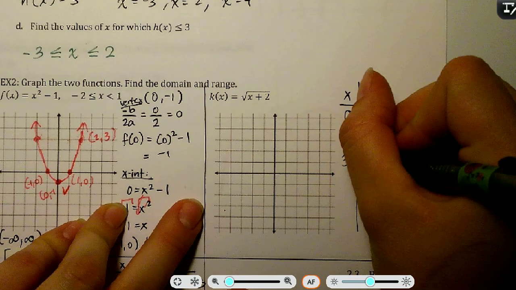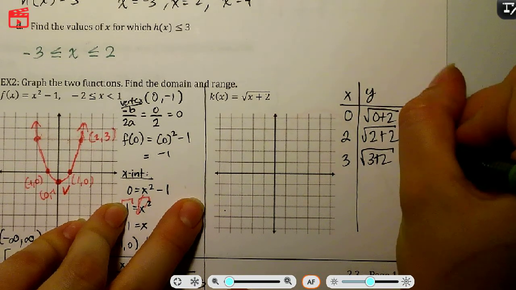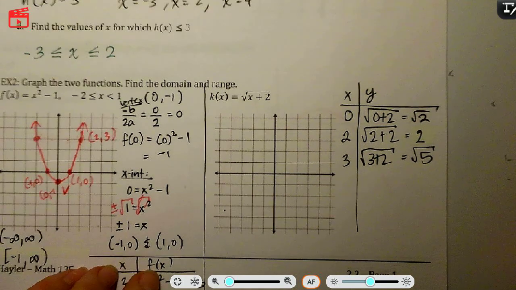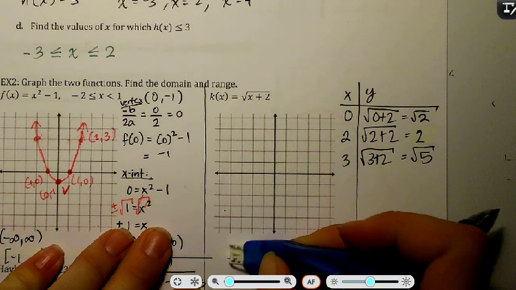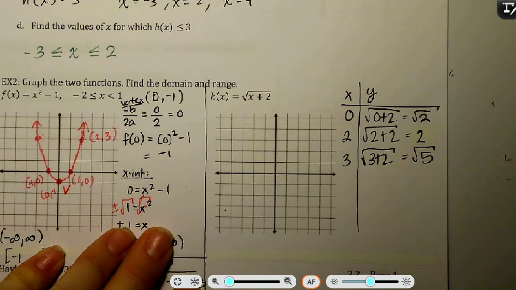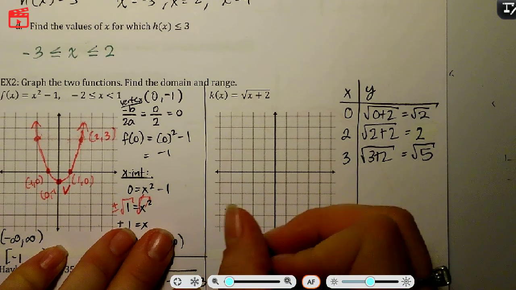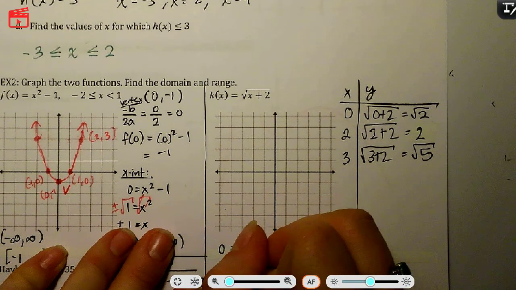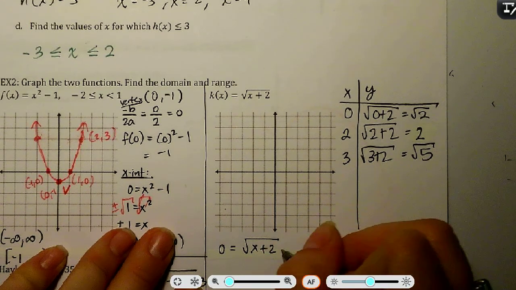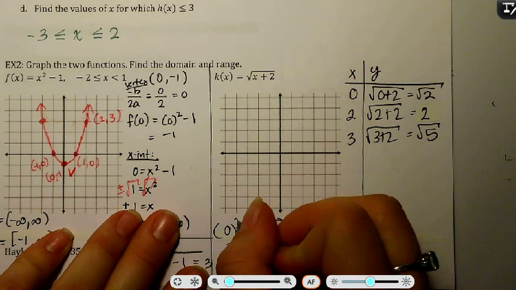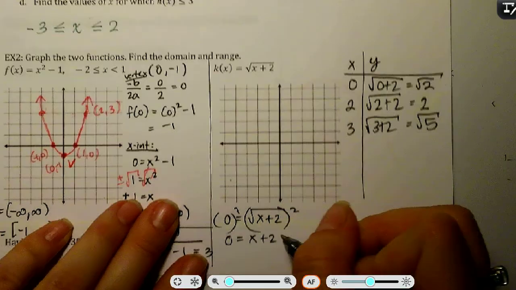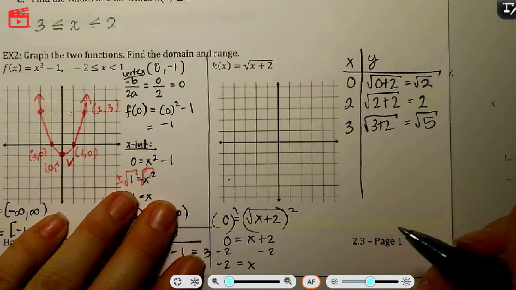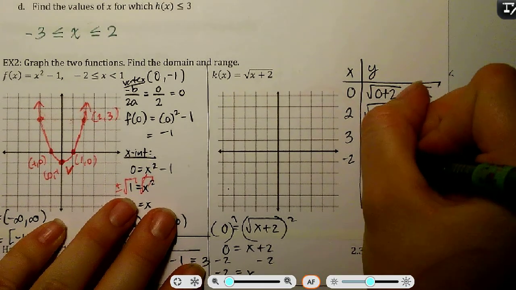3. Why not? It's not going to be pretty, but we'll do it. 3 plus 2, square root of 5. And then let's find the y-intercept. So I'm going to make some space for my y-intercept here. So solving for my x-intercept, we're going to set y to 0. Squaring both sides. So we have 0 equals x plus 2. Then subtracting 2, we get -2 equals x. So that's my other point, -2, 0.